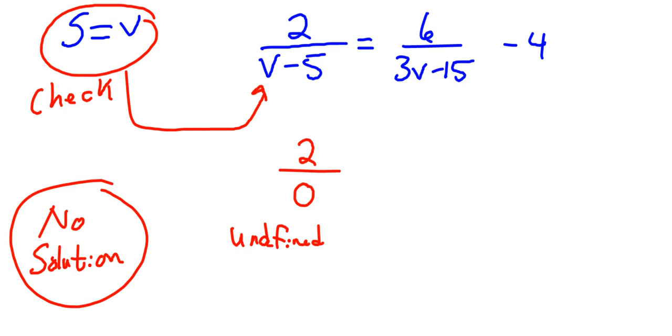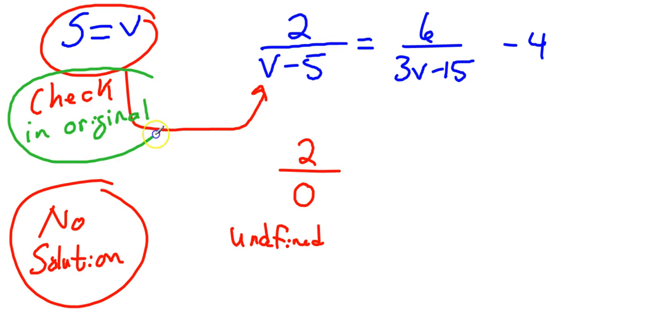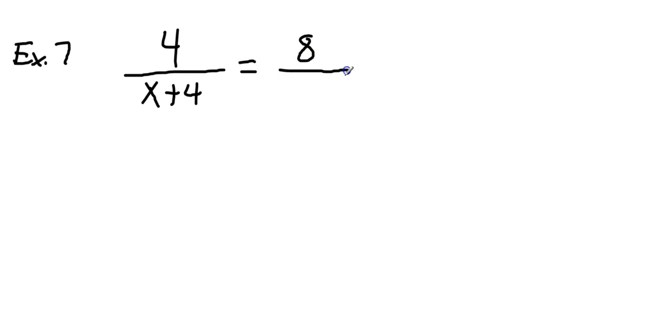So for these, you've got to check in the original. So scroll back up to the numbers with it a little bit. Is this number 7? Okay. Let's go with 4 over x plus 4 equals 8 over 2x plus 8 minus 3.